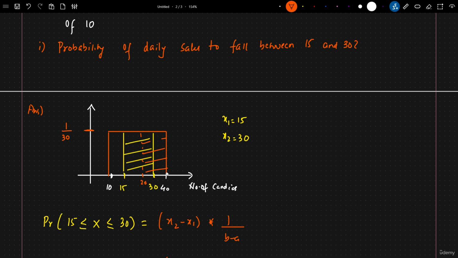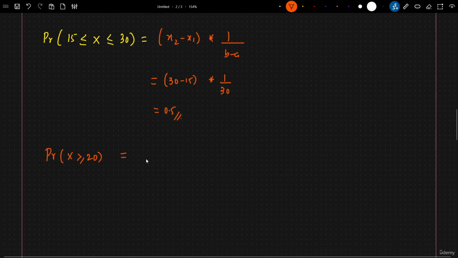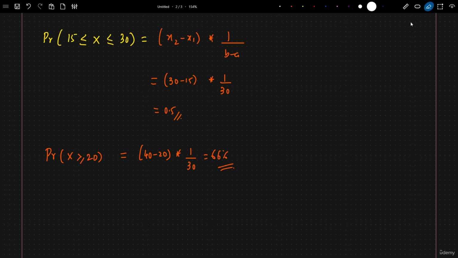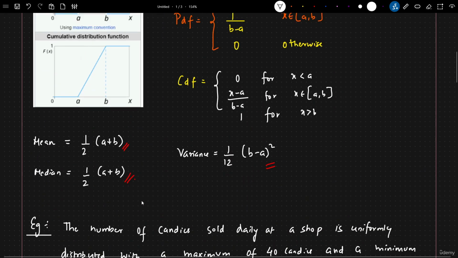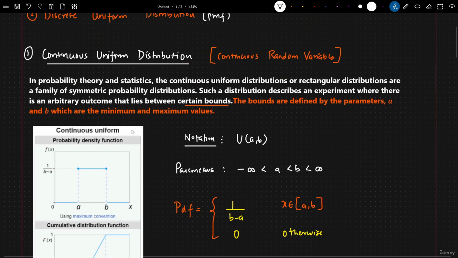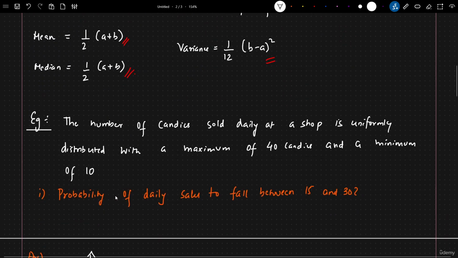And less than 40. So in this particular scenario, what will be my x1, x2? My x2 will be 40 minus 20 multiplied by 1 by 30. So this would be nothing but 66%, which is nothing but 0.66. So I'm writing it as 66%. So here I will be getting 0.66, which is nothing but 66%. So I hope now you are able to understand, with respect to any continuous uniform distribution, how you will be able to calculate these things.